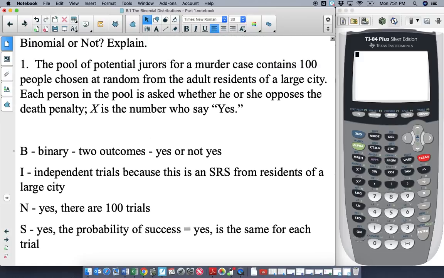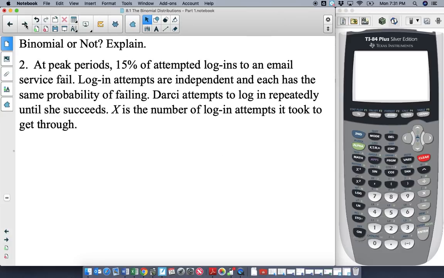All right, how about this? For number 2, at peak periods, 15% of attempted logins to an email service fail. Login attempts are independent and each has the same probability of failing. Darcy attempts to log in repeatedly until she succeeds. X is the number of login attempts it took to get through. So again, is this a binomial situation? Yes or no?